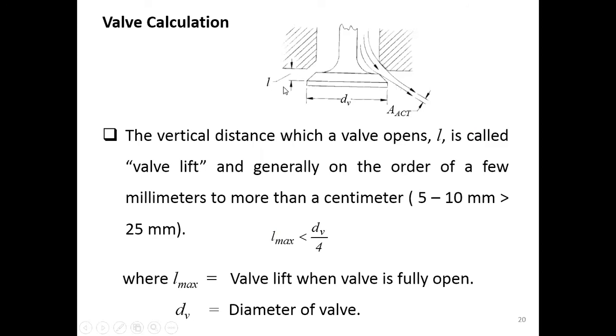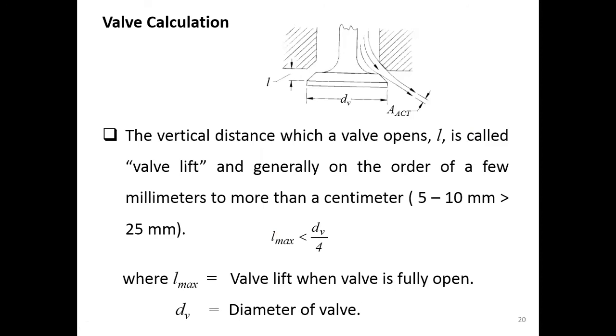Okay, this is the picture of the valve that we use for our calculations. We have the vertical distance here when the valve opens, represented by the letter L here. This is called the valve lift, right? And the amount of this valve lift is generally on the order of a few millimeters to more than a centimeter, right? So it starts from, let's say, 5 to 10 millimeters, a few millimeters to a little bit more than 25 millimeters, which is 1 centimeter.